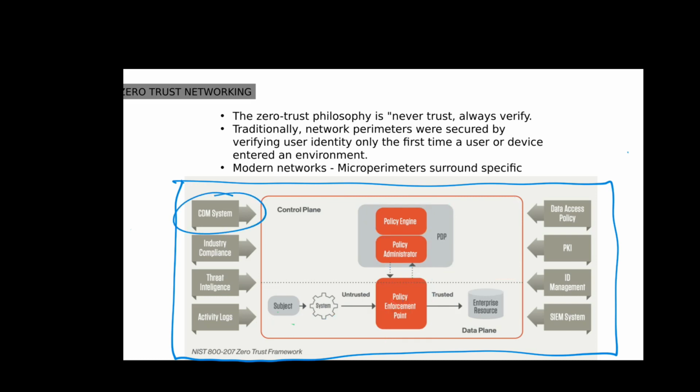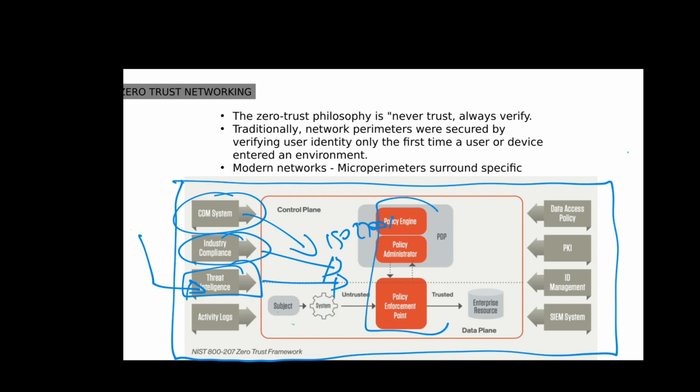The other components: the continuous diagnostic and mitigation system gathers information about the assets of the organization, its current state, and applies any possible patches. The industry compliance, these are the industry requirements. Maybe you are supposed to be compliant with ISO 27001 or any other risk framework. Threat intelligence, there are feeds within the organization and from outside of the organization that can be used by the policy engine to make decisions. Activity logs, we have got logs that we keep, the log event managers and so on, and these logs can be used to make decisions by the policy engine.